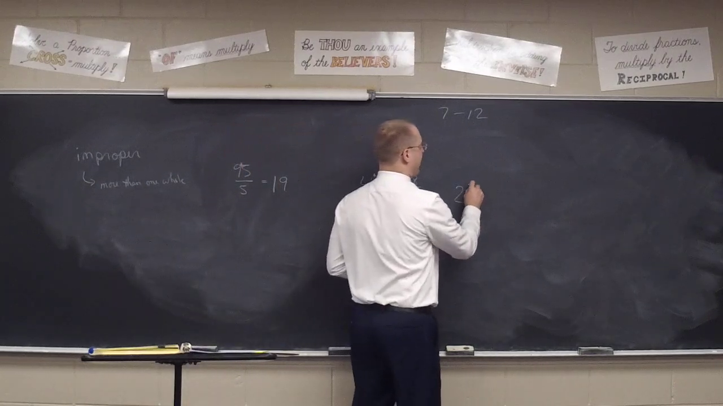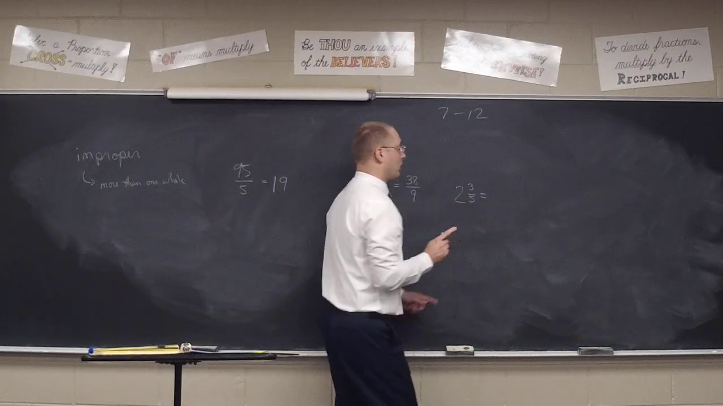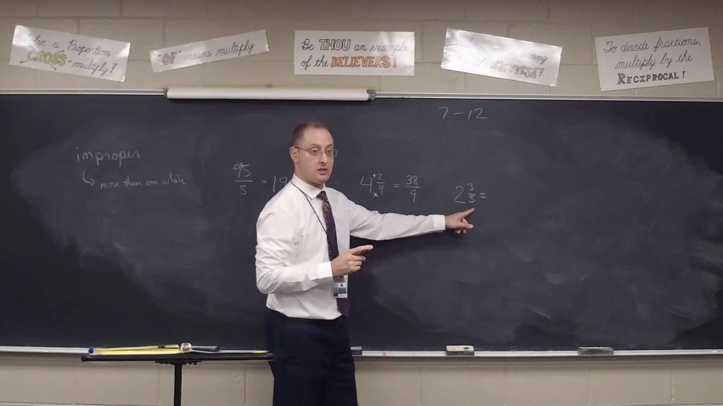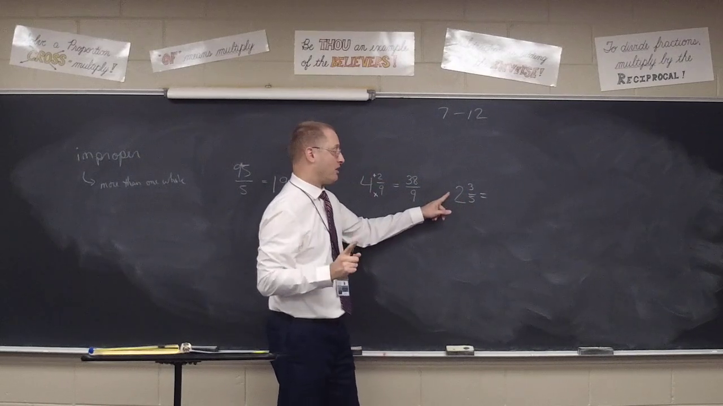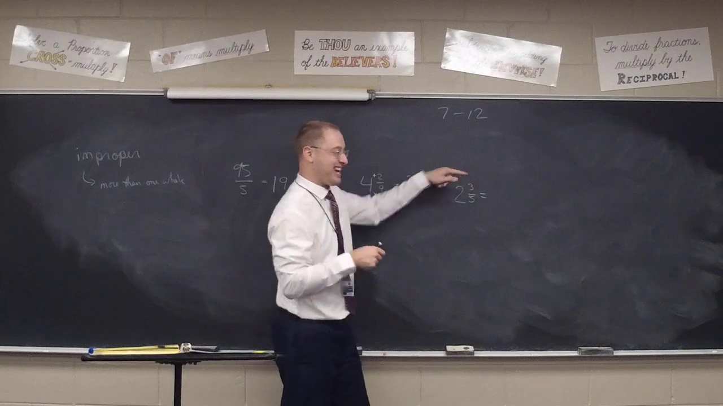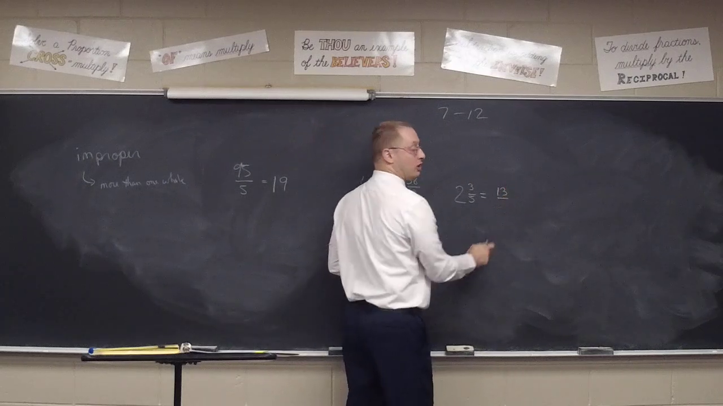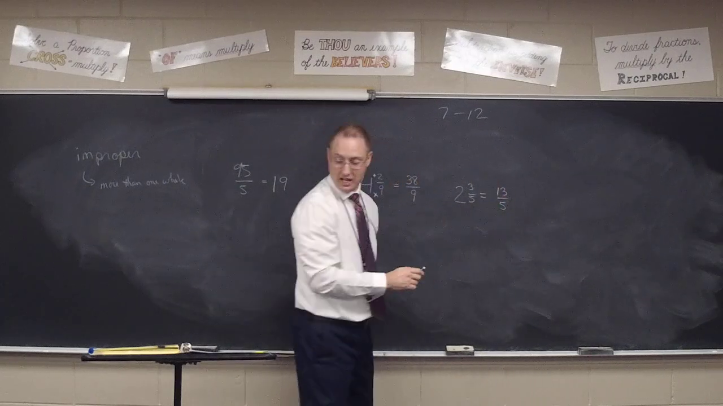So if I had 2 and 3/5, we're going to start by doing what with the 5 and 2 class? Multiply to get 10. And then what do we do with the 3? Add. Add to get 13. And we put it over the original 5. So the 5 stays the denominator.